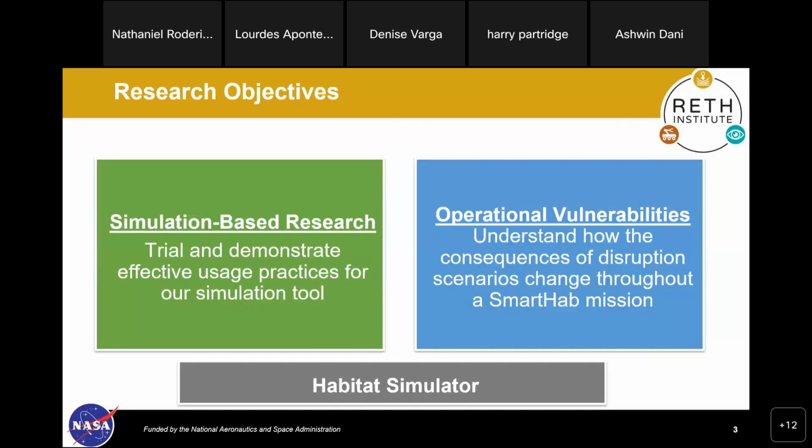And I'll break down that research question into two separate but related objectives. The first is about simulation-based research. It's how we can use that habitat simulator and really take advantage of the emergent behavior, complex interactions, and tight coupling that we've been trying to develop into this platform. And the second part is to understand operational vulnerabilities. And when I say operational vulnerabilities, I'm talking about the changing circumstances that affect the consequences of disruption scenarios that happen throughout the lifetime of a SmartHab.